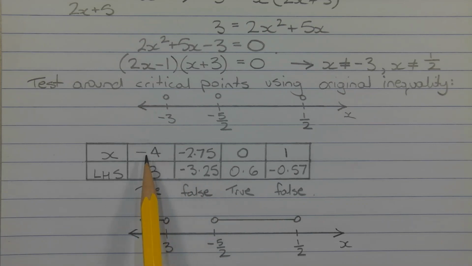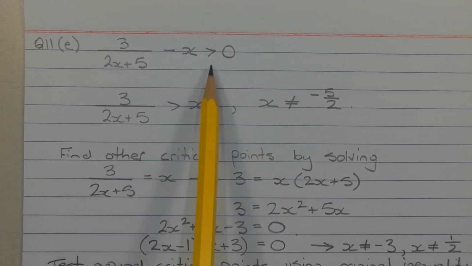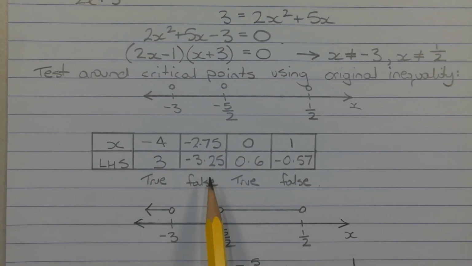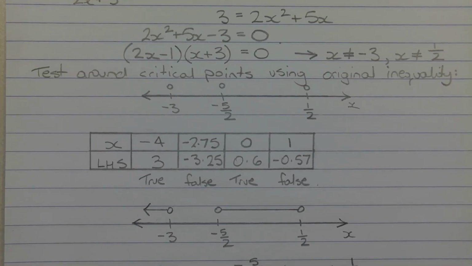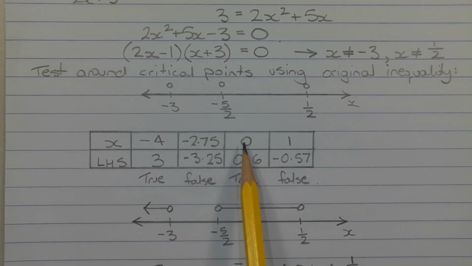So substituting those values into the original inequality, we end up with these values. We get 3, negative 3.25, positive 0.6, and negative 0.57. So the inequality is true here, it's false here, it's true here, and it's false here.